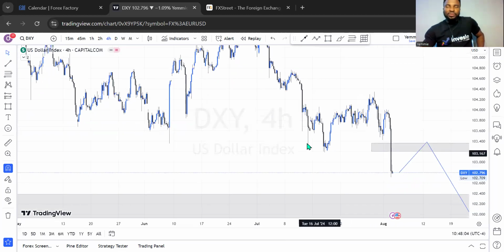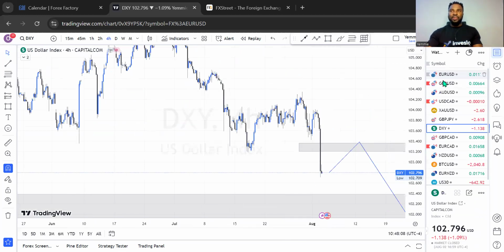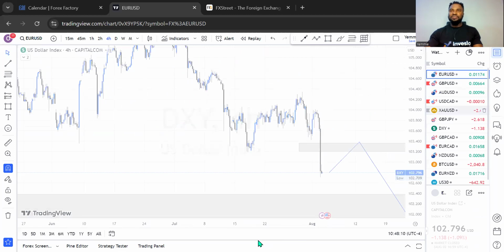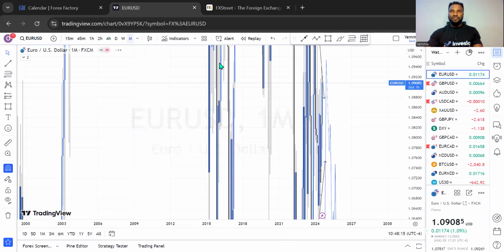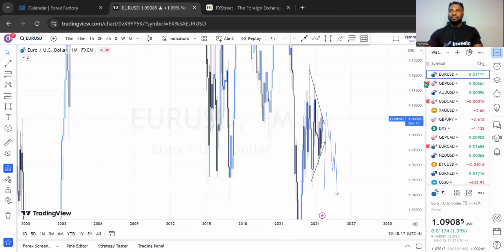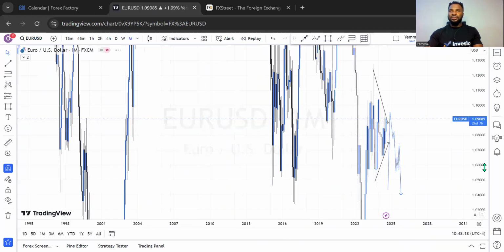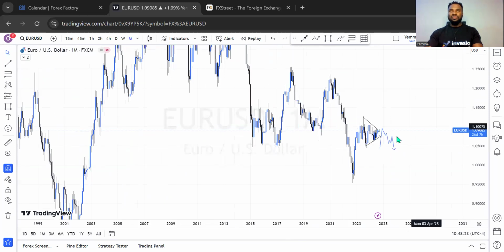All right, so that being said, let's go straight to another currency. Let's go to a currency pair. Let's go to Euro US dollar. On the monthly time frame for Euro USD, this is what we had here. Monthly outlook for Euro US dollar. This is here.